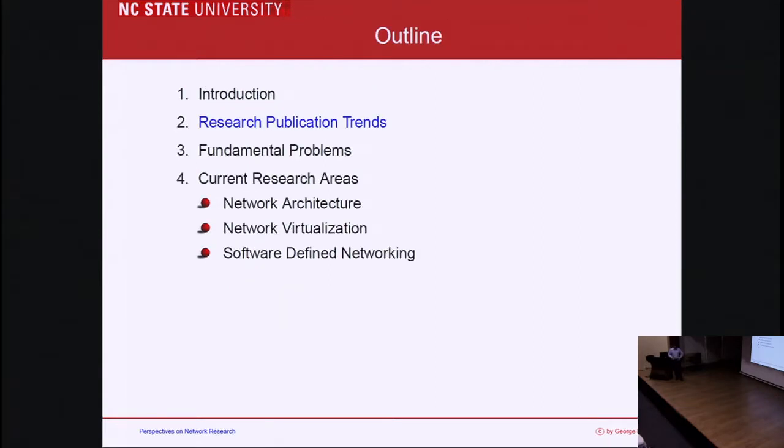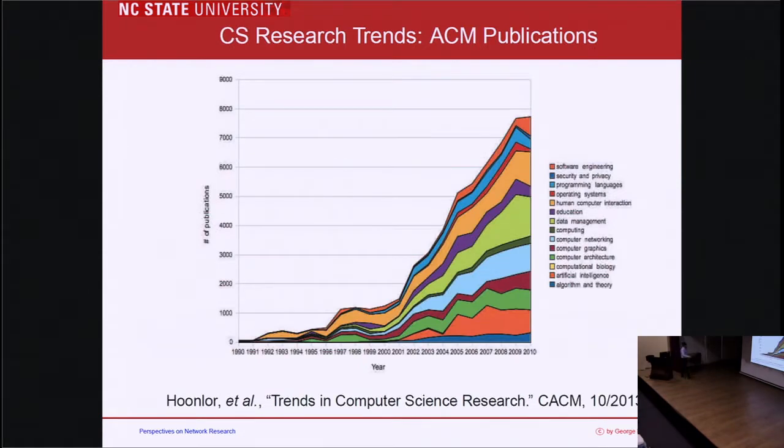Okay, now I'm going to talk a little bit about research publication trends, just to show you how important the field has been in the last 20 years. In fact, this information comes from a paper that was published in the Communications of the ACM in October of last year. So it's a very recent paper, and what they did is they looked at publication trends over the last 20 years in ACM and IEEE, okay, which are the two main publishers for computer science-related work. So here's the interesting thing.